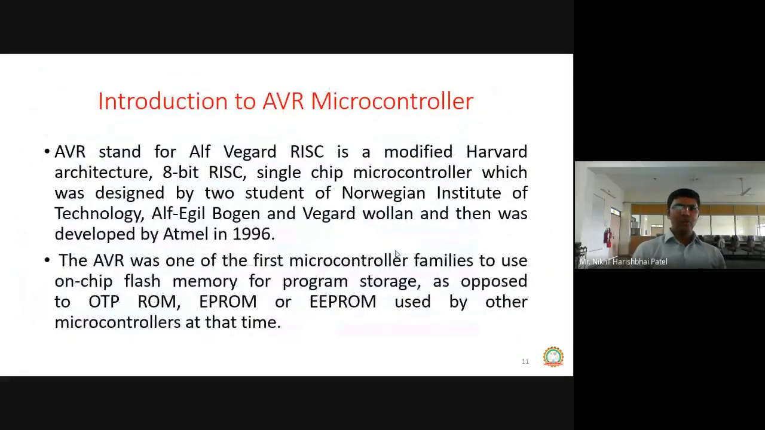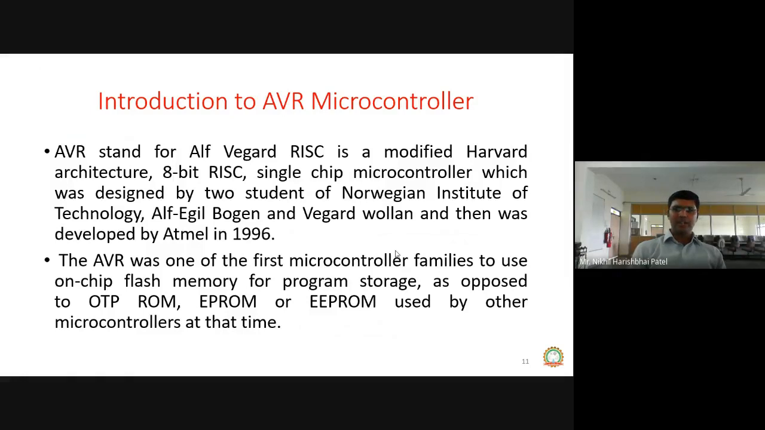Now let's go for the AVR controller. AVR stands for Alf and Vegard's RISC. It is also known as Advanced Virtual RISC. It is a modified Harvard architecture. See here, students, the word Harvard architecture. For the previous controllers, there were so many companies designing controllers. Some of the controllers are CISC-based architecture, the complex instruction set computer.